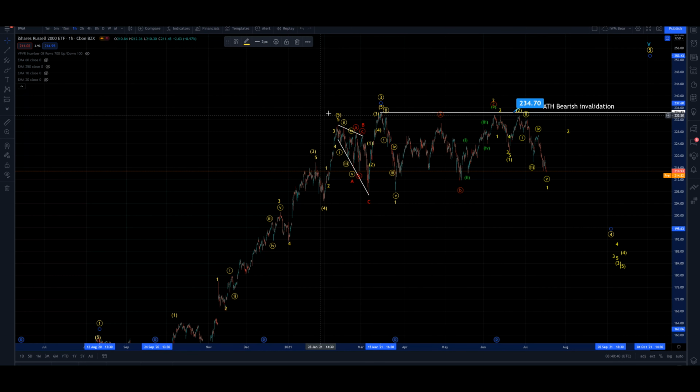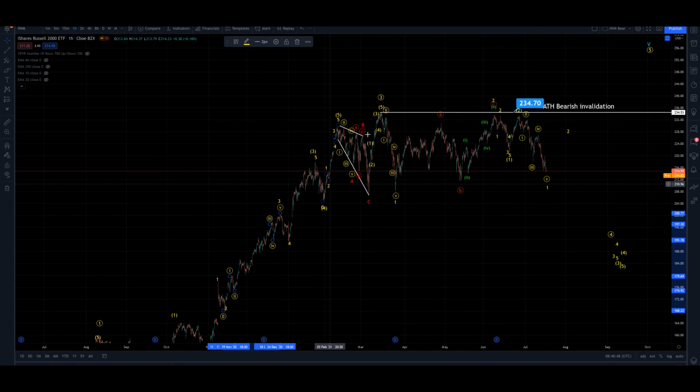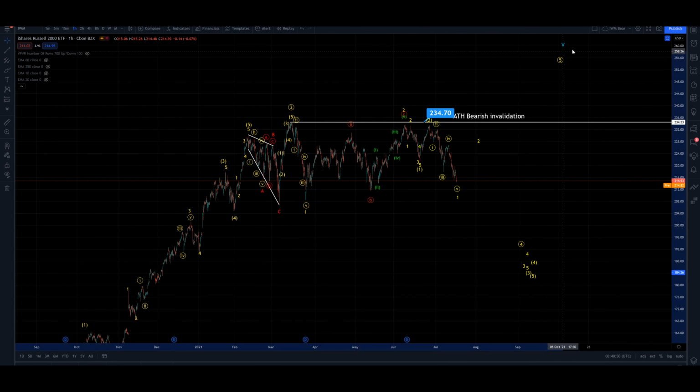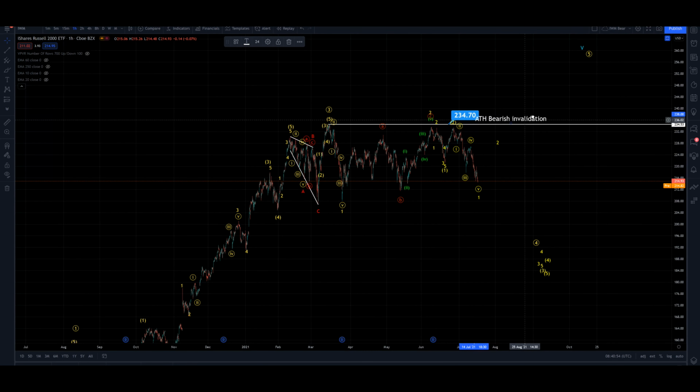and then all of this changes into intermediate degree here. This downgrades into minor degree. This downgrades into minute degree. This downgrades into minuette degree, so on and so forth. And we shift the whole count across to put the 5 up here. This brings it in line with the SPY, brings it in line with our expectations for the NDX. But we're not going to do that.